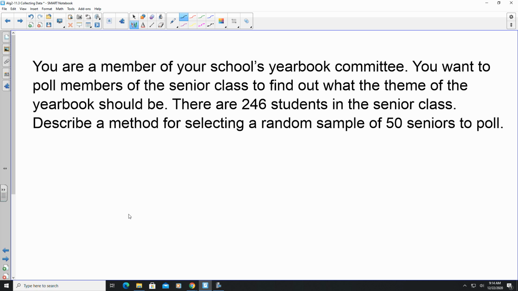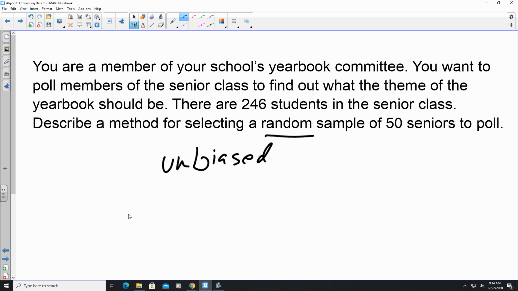So what we want to do, it says describe a method. What we want to be able to do is create a sample that is unbiased. So in order to make this unbiased, we have to, again, they say, make it as random as possible.